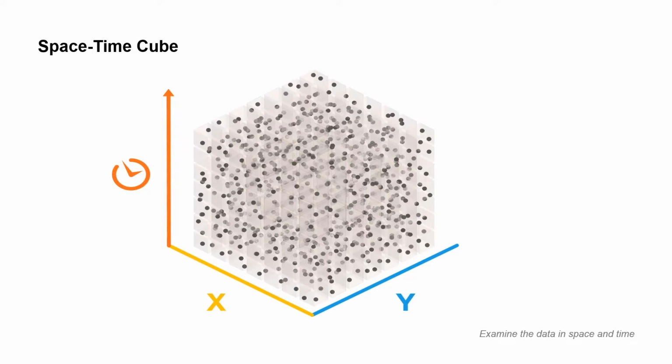Let's look a little more closely at the space-time cube. It stores data in three dimensions, where X and Y represent space, counties in this case, and Z, the vertical axis, represents time. The most recent events are at the top of the cube, and the oldest events are at the bottom of the cube.